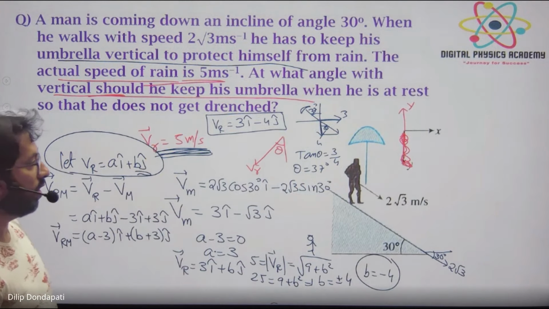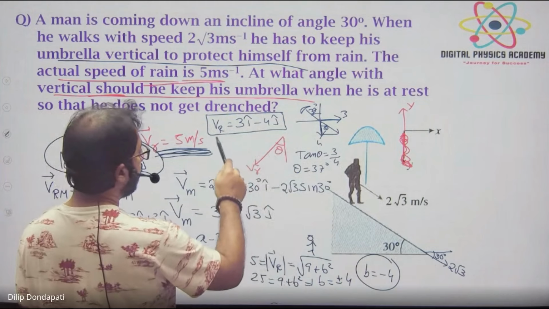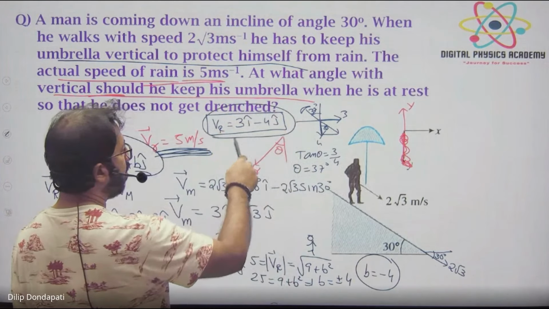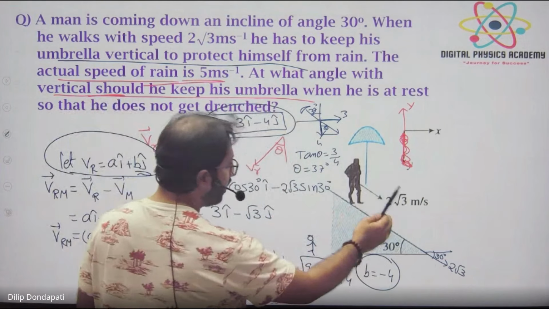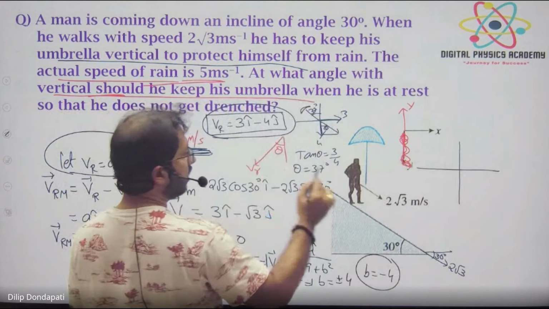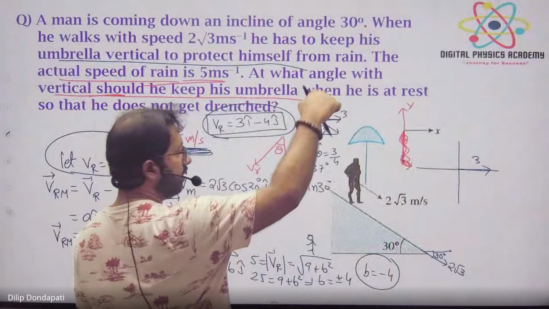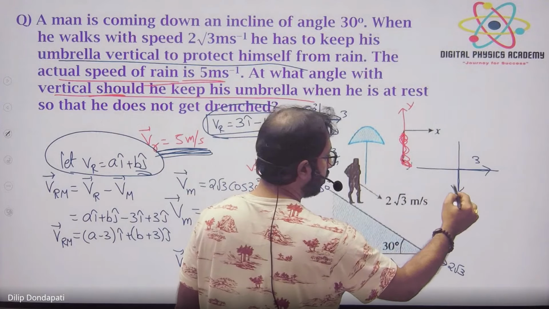Understood? Sir, can you explain how you got the angle? Explain how you got the angle. So what is the rain like? Tell me. 3i cap, meaning when he is at rest, the rain is falling. How is it? 3i cap means which direction? This direction, 3. And minus 4j cap means downwards, 4.